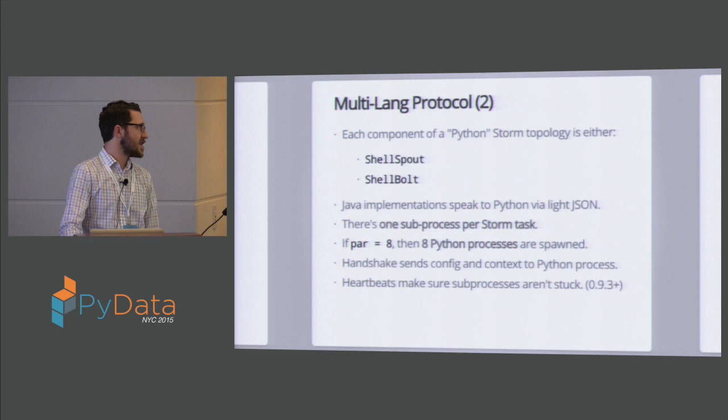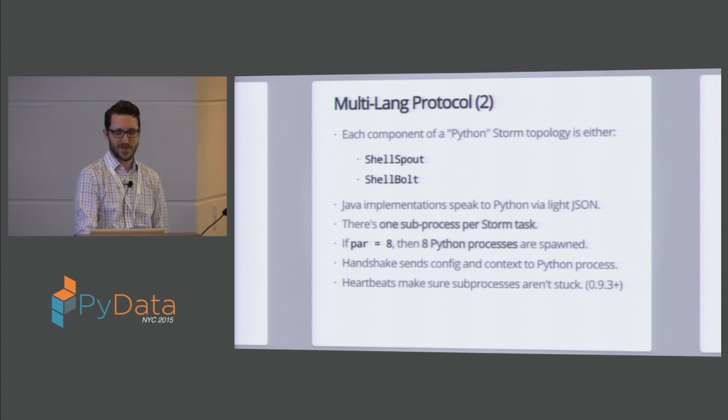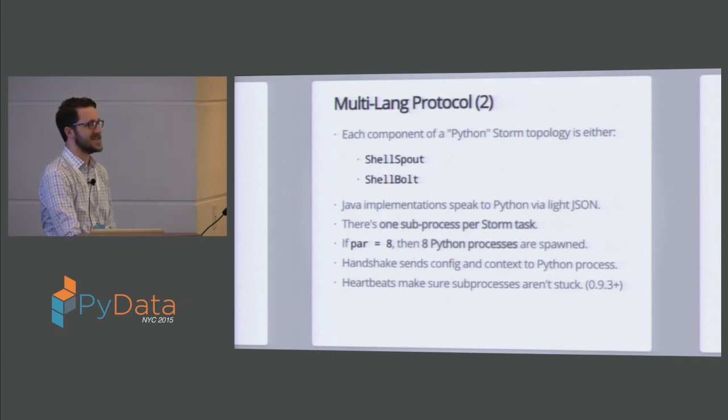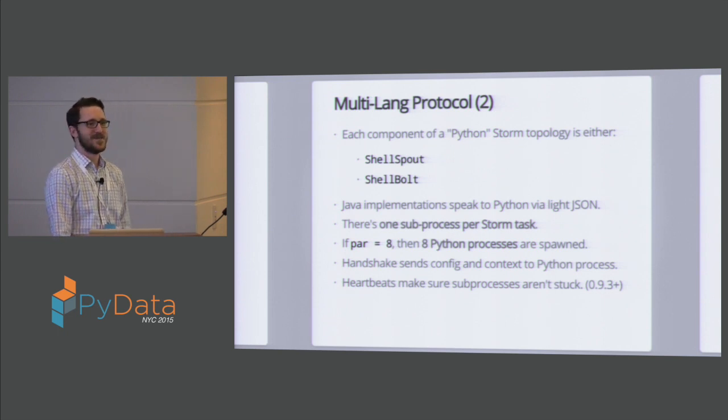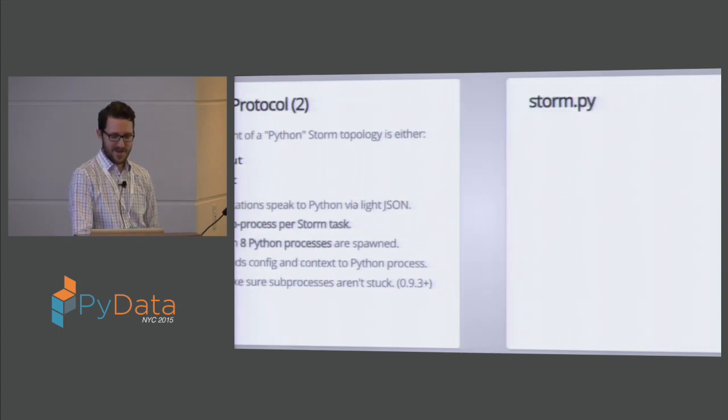It also recently added support for heartbeats. So if the subprocesses get stuck, that'll be detected. If you're using Storm earlier than 0.9.3, they did not used to be detected, so you could end up with a really awful state where it looked like everything was fine with your topology, but for some reason it just wasn't doing anything. So that was a great addition recently.